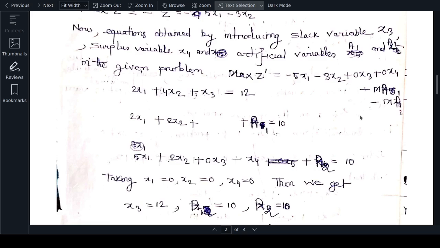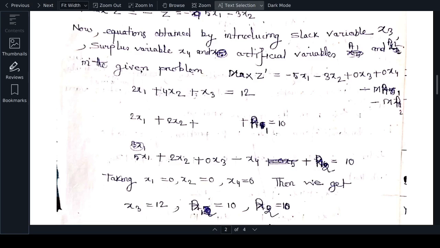Sir, I meant why are we taking two artificial variables? Is there a rule when we take artificial variables? No, there is no rule. Our main aim for solving a linear programming problem is getting the identity matrix.